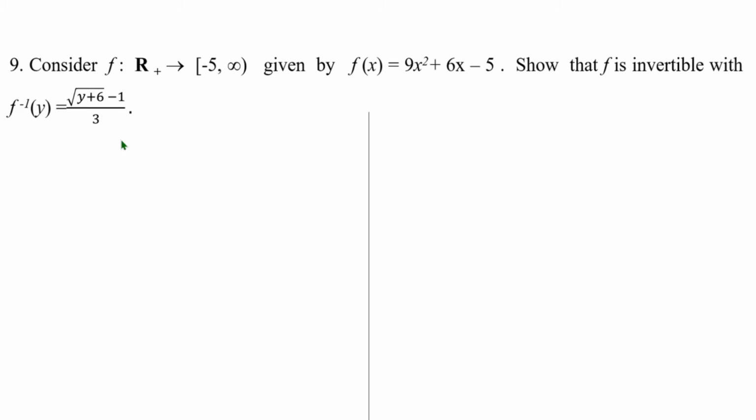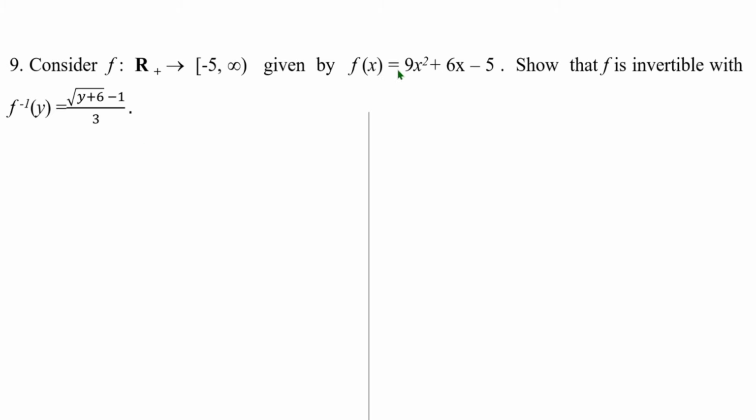The next question: consider f from the set of all non-negative real numbers to [−5, ∞) given by f(x) = 9x² + 6x − 5. Show that f is invertible with f⁻¹(y) = (√(y + 6) − 1)/3. So it is given f is a function from the set of all non-negative real numbers to this set [−5, ∞) given by f(x) = 9x² + 6x − 5. We have to show that f is invertible and f⁻¹(y) is equal to this function.